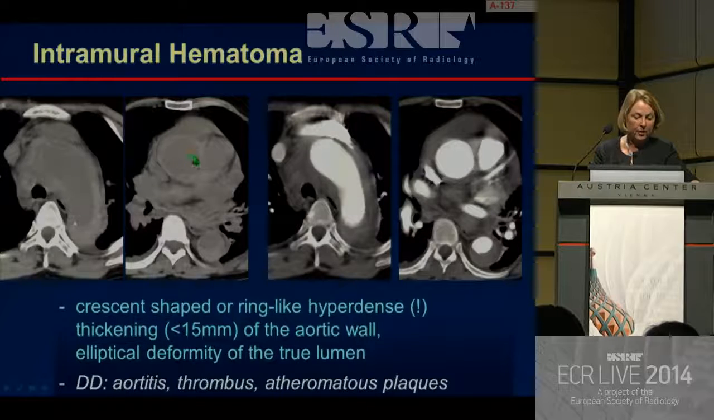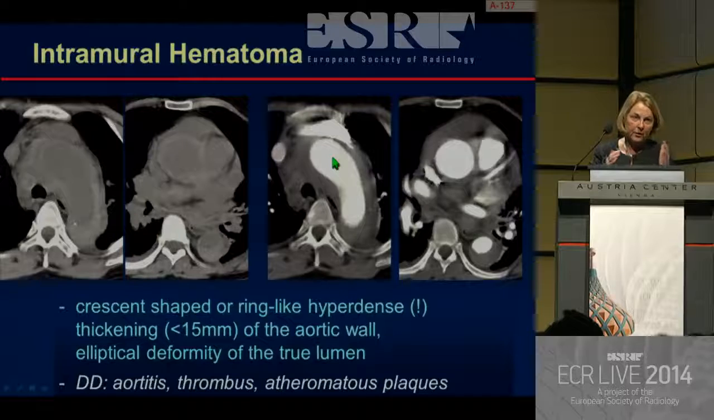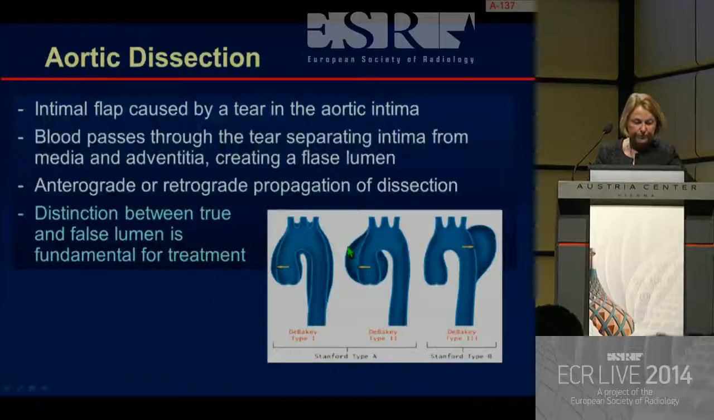And here you see images without contrast injection. With contrast injection, you see the increased thickening here of the aortic wall, which is much more easily appreciated if you do a CT first without contrast application and then later on. But if you are familiar with the findings, then you see also that the lumen, the contrasted lumen of the aorta, is changed due to the circular thickening of the aortic wall, described as an elliptical deformity.